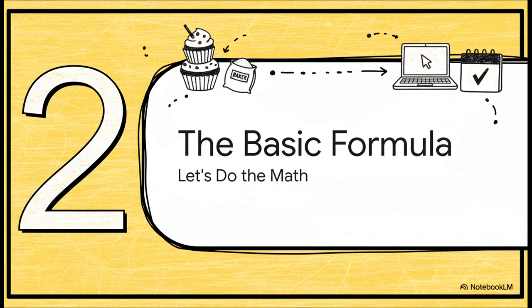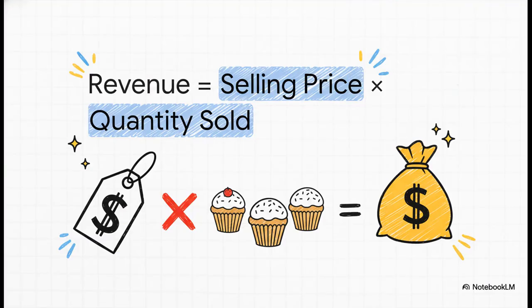All right, now for the fun part, the math. And I promise you, it could not be easier. Let's take a look at how this actually works. And here it is. This is the entire engine right here. All you need to know are two things: what's the price for one of your items, and how many of those items did you sell? It's just simple multiplication. That's it.